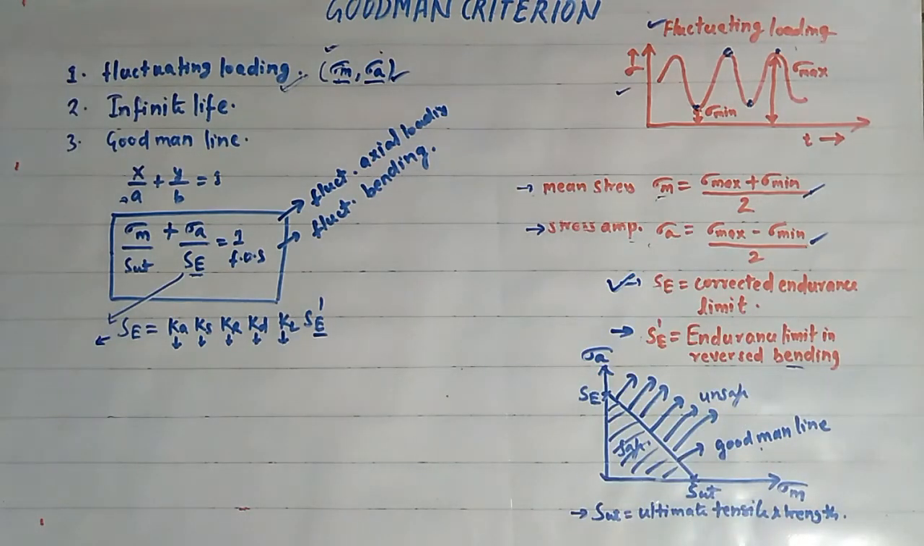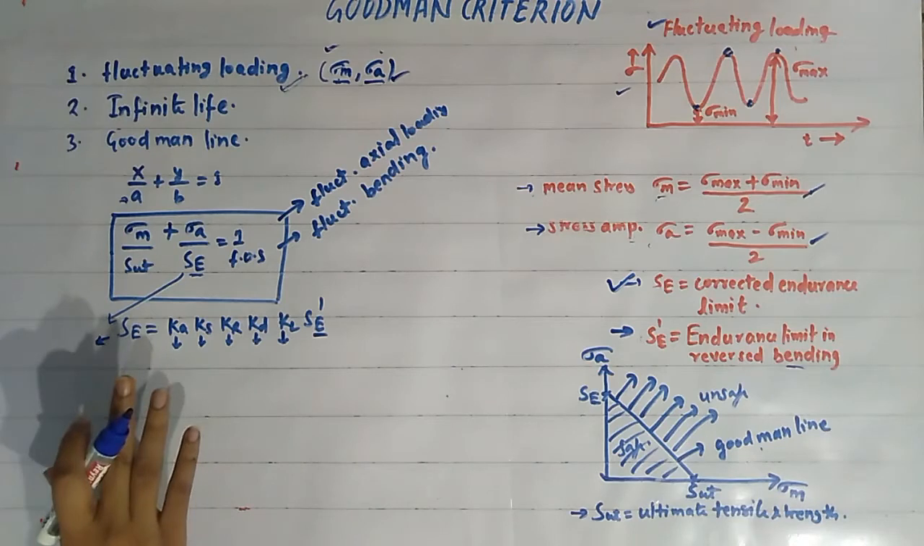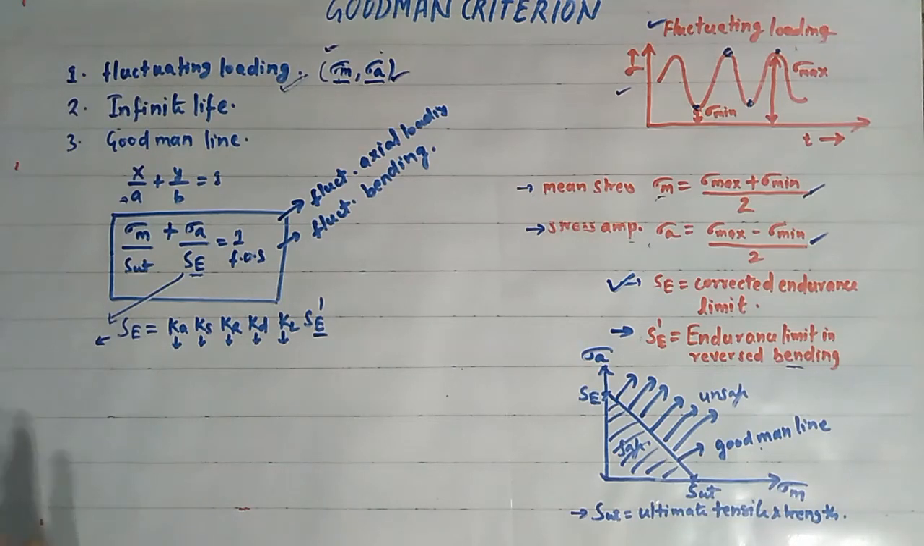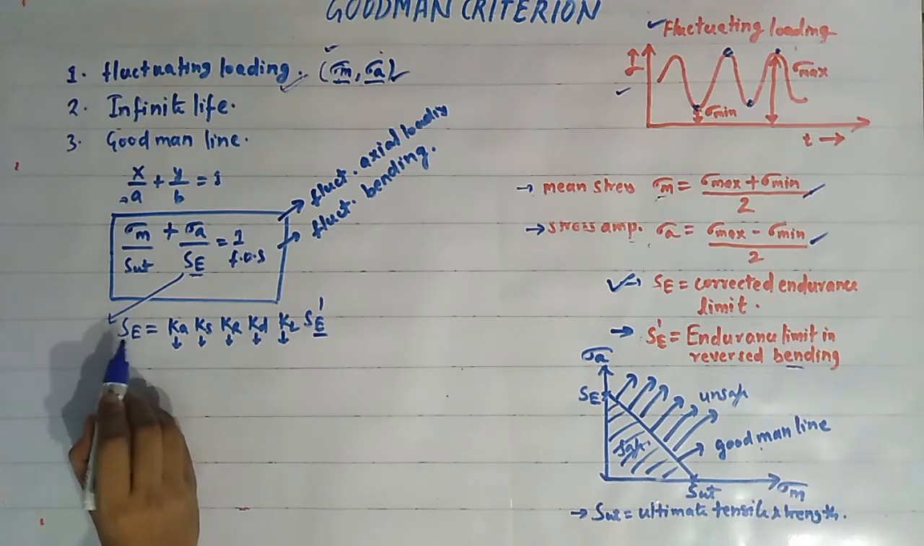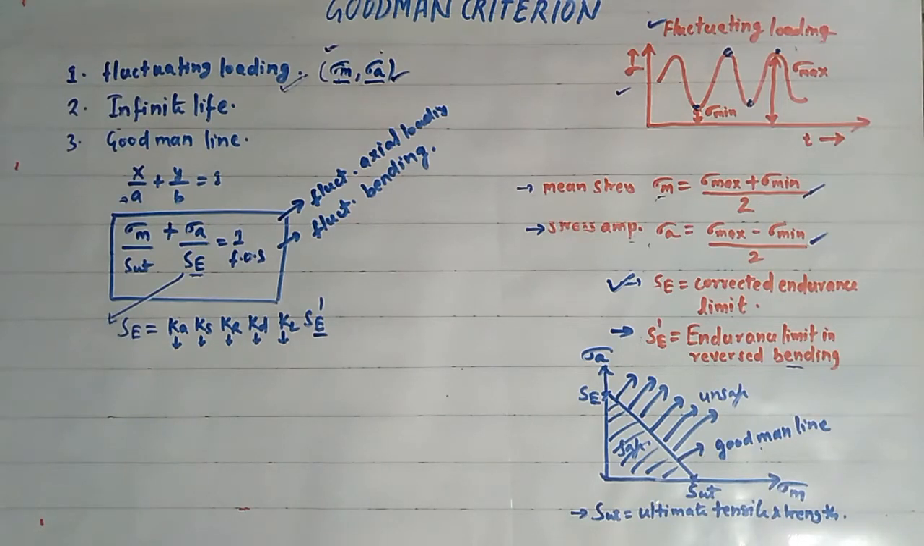Now friend, see this, how we will approach the problem. The first thing we have to keep in mind is that we have to find out the SE, that is the corrected endurance limit. So there are three methods to find this SE.